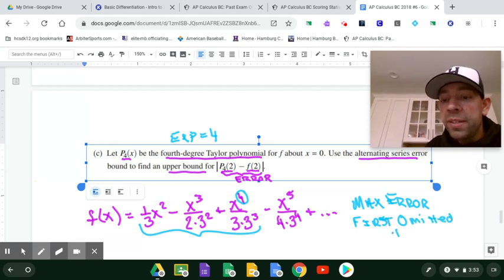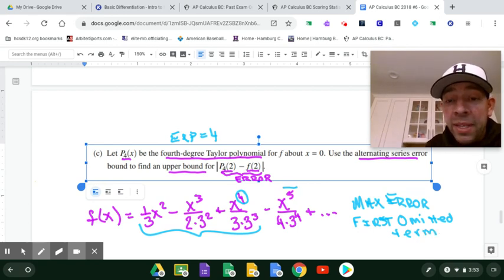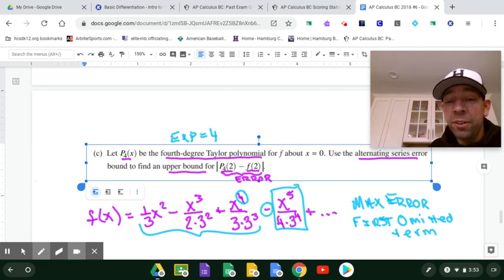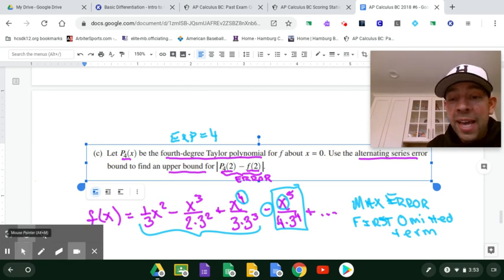So in this case, who's your first omitted term? Who's the first term that you neglected? It would be this term right here. And we don't even care about this negative sign because we're looking for the magnitude of that first omitted term. So we're going to take that first omitted term, substitute a 2 right here, and that's going to be our error bound. How easy is that?